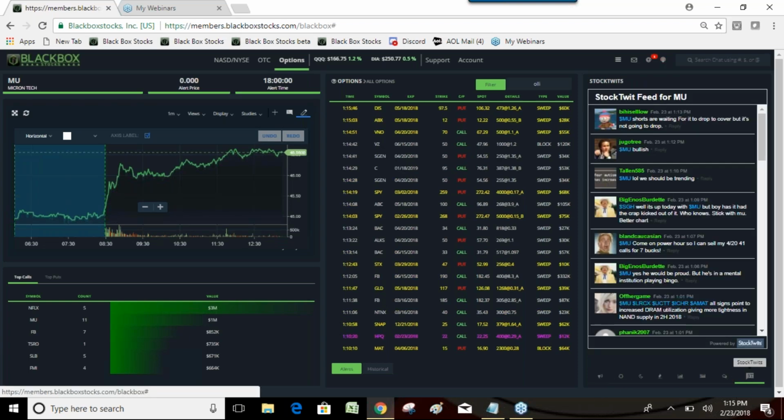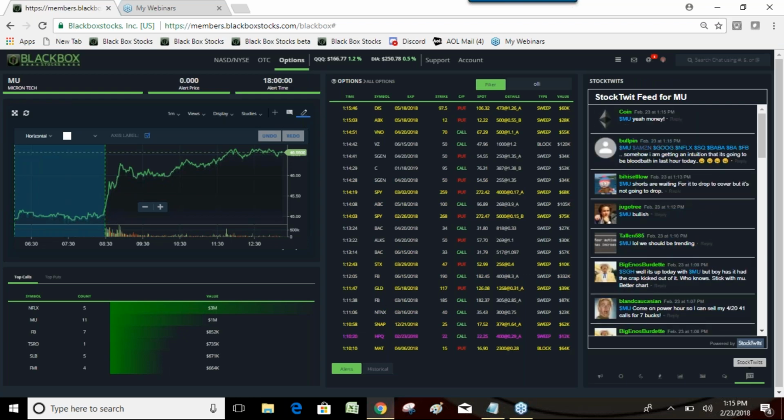You can also click StockTwits. What's StockTwits saying about MU? Bullish, should be trending, shorts are waiting for it to drop to cover, and so on. So we get information from all sources. What is StockTwits saying? What is the chat room saying? What's this person saying, that person saying? So that's the options. Again, this is live from the time the market opens to the time the market closes.